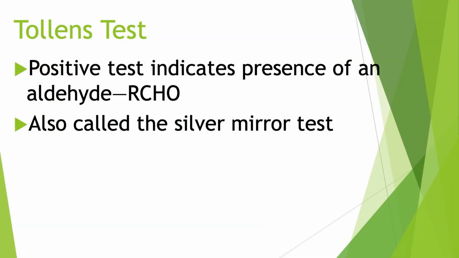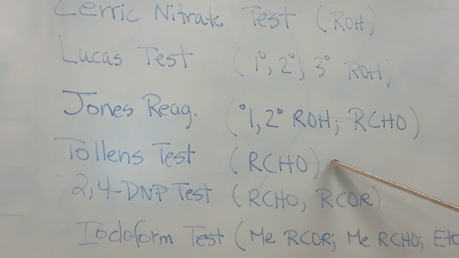Tollens test is a neat one. It is also an oxidation test that works for aldehyde groups. Some people call it the silver mirror test. If the reagent is fresh enough and if your test tube or flask, whatever you're doing the experiment in, is clean, the silver that forms will actually coat the test tube or the flask, and you can actually see your reflection in that.